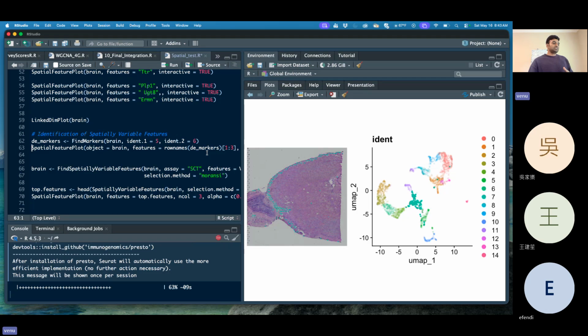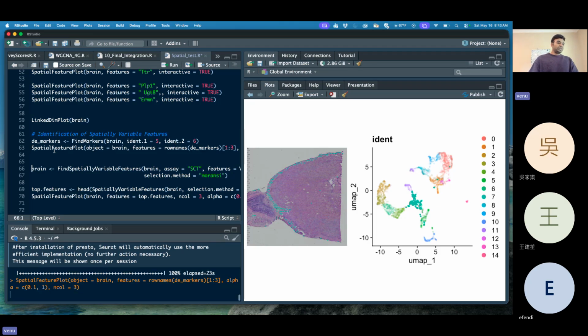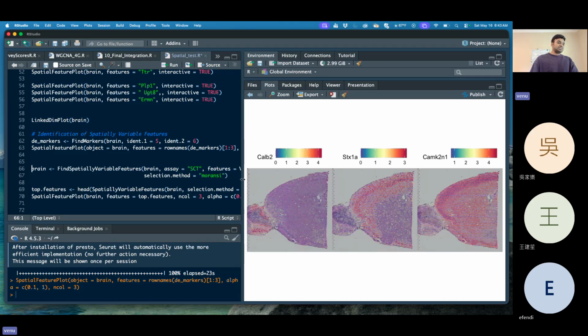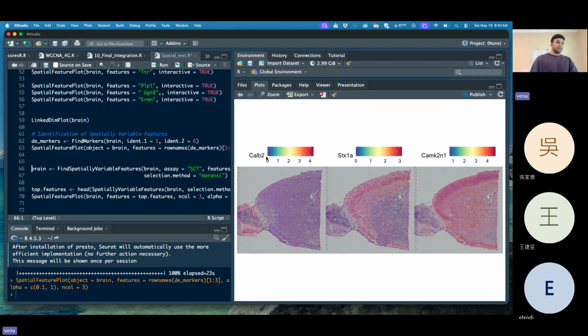And the next step is we want to see what the top markers are. This is similar to what we do in differential gene expression analysis between tumor and normal, and then we find the genes. Suppose CALB2 and STX1A and CAMK2 and 1. These are highly associated with the high expression we found in the outer layer, and these two are there. But CALB2 is associated with this region. So we have done this between the 6 and 5 clusters.